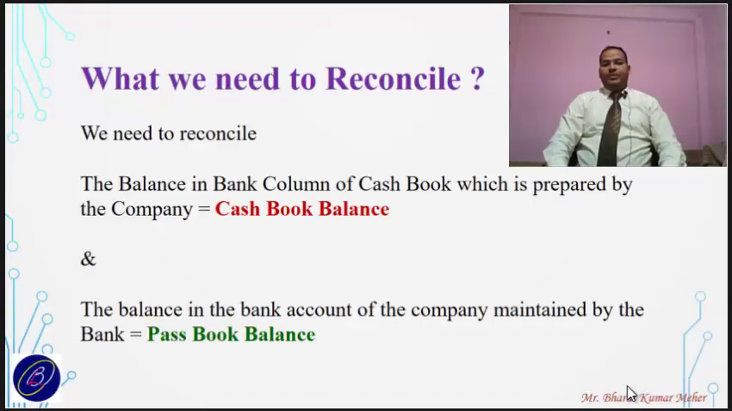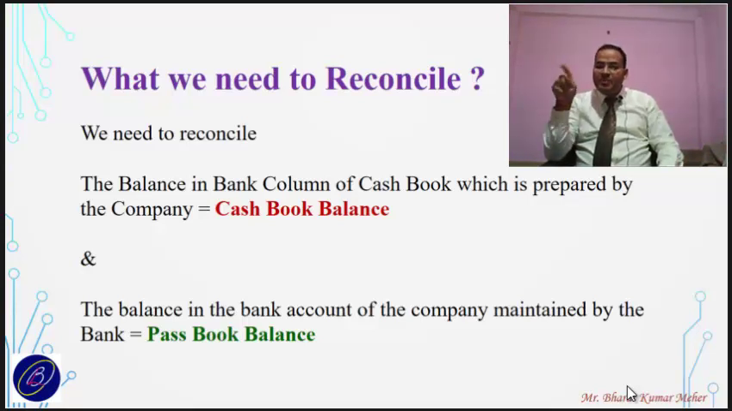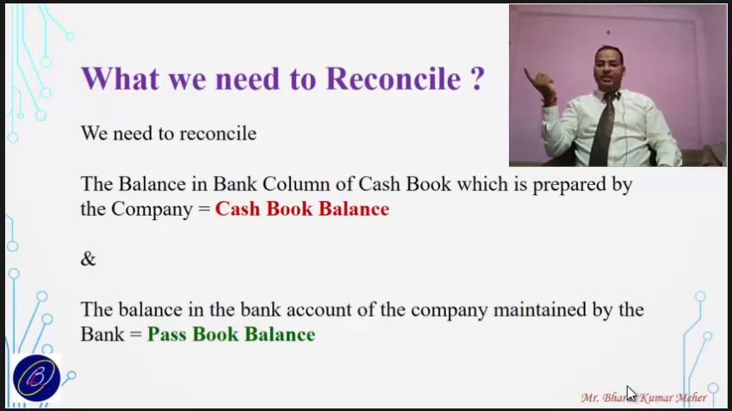What we need to reconcile? We need to reconcile the balance in the bank column of the cash book, which is prepared by the company. It means that which is prepared by you. You are the accountant, right? So you are going to prepare the cash book, and in that cash book one bank column is there. So the balance in the bank column is actually the cash book balance. Fine. Next is the balance in the bank account of the company, but it is maintained by the bank. Okay, it is maintained by the bank. So that is known as the passbook balance. Fine, that is known as the passbook balance.